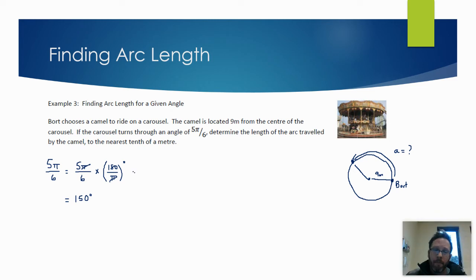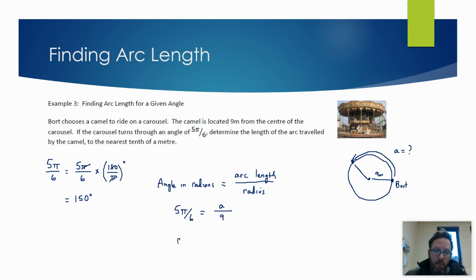So remember that the angle in radians we defined as the arc length, I'll just write this out, arc length divided by the radius of the circle. Here, our angle in radians is 5 pi over 6. The arc length of the circle, we're trying to find that. We'll call it A. And the radius of the circle, we know, was 9 meters. So we just have to solve for A.